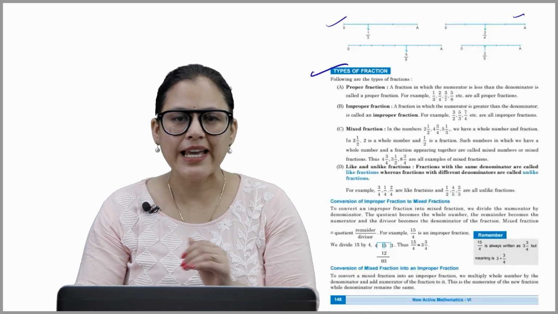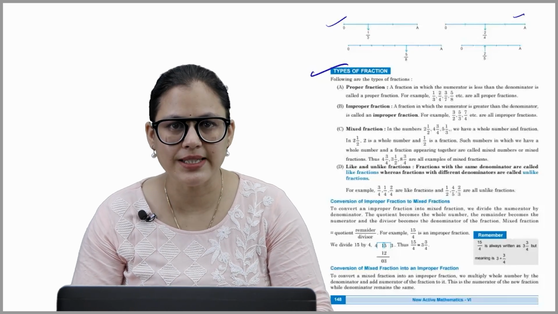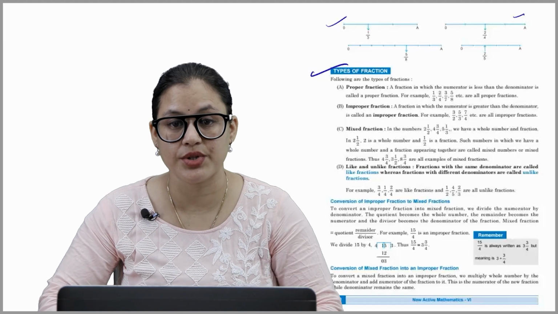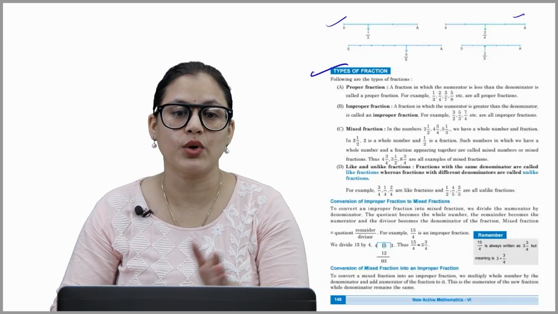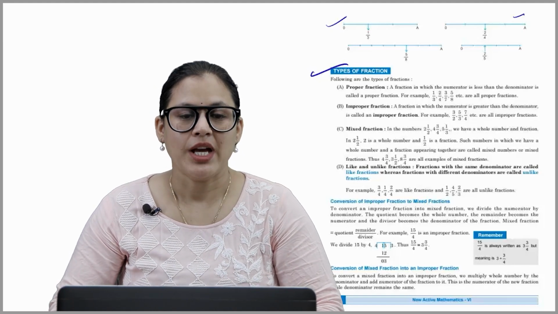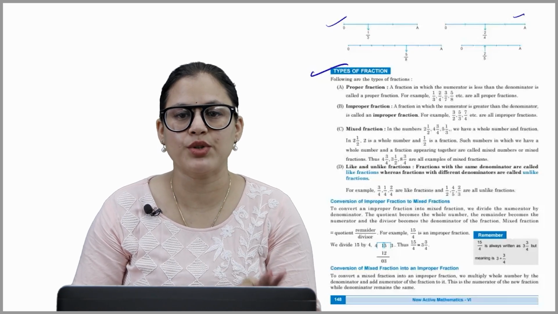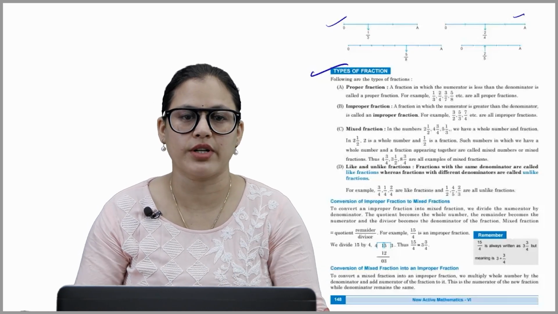D, like and unlike fractions. Fractions with the same denominator are called like fractions, whereas fractions with different denominators are called unlike fractions, right? For example, 3/4, 1/4, 2/4 are like fractions, and 1/2, 4/5, 2/3 are all unlike fractions.